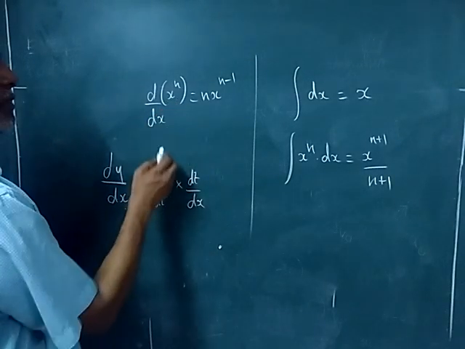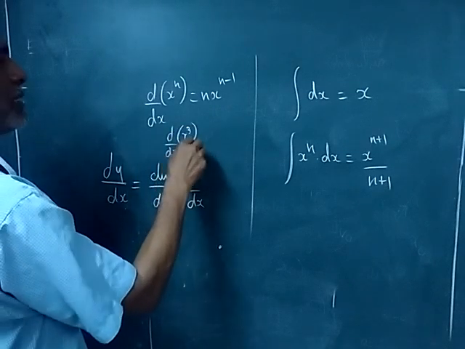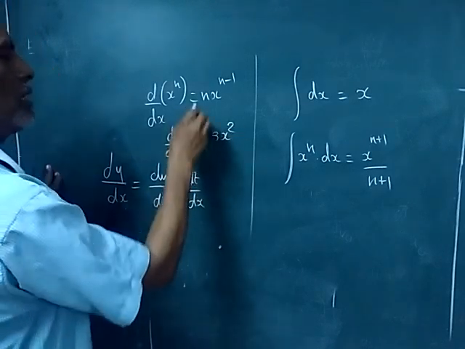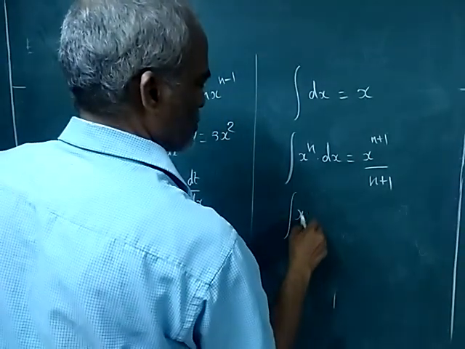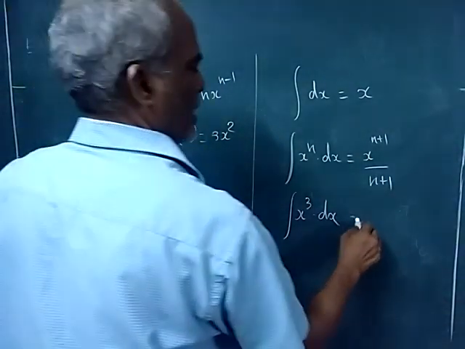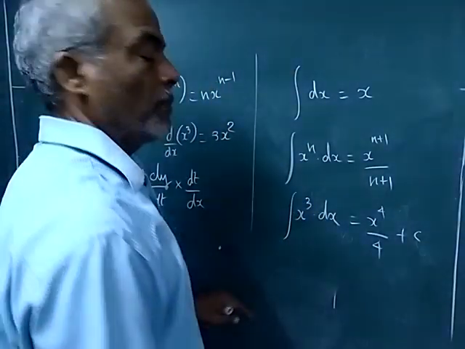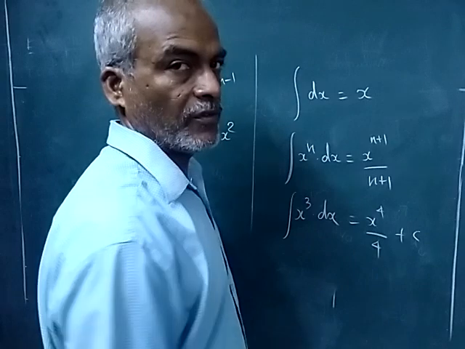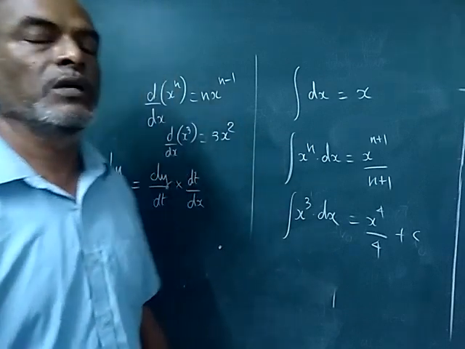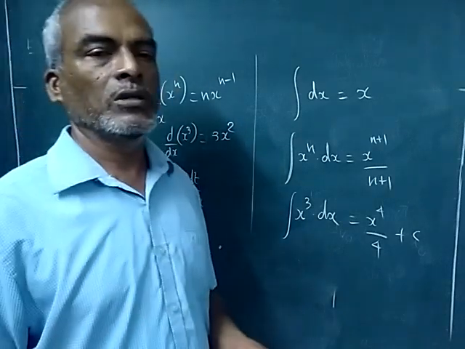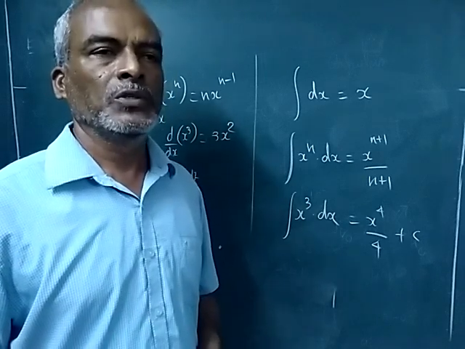So for example, for d by dx of x cube, the answer is 3x square, because 3 is n, 3x to the power 3 minus 1 is 2. Whereas for integral of x cube into dx, the answer is x power 4 by 4. Of course, you have to introduce plus c, but we have upper limit and lower limit, so there is no need for introducing the constant. So these are some of the basic integral and differential formulas we have used to solve this problem. Hope you have understood the basic idea of solving this problem using the calculus method.